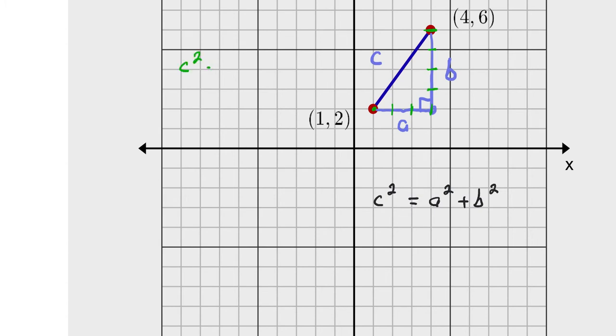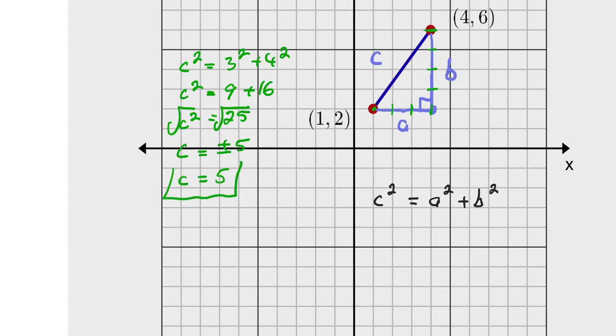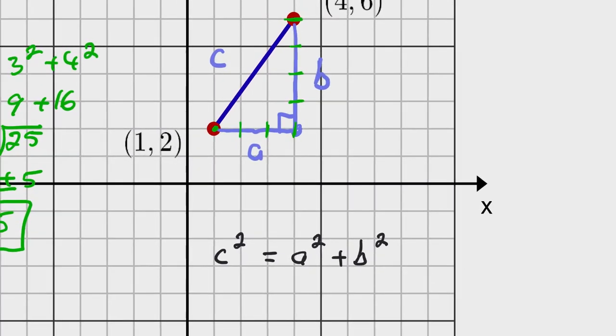So C squared equals 3 squared plus 4 squared, which equals 9 plus 16, which equals 25. I'm going to square root both sides, and I'm going to get C equals plus or minus 5. It is a length, so I throw away the negative value. So C, in this case, equals 5. So why not just use the Pythagorean theorem all the time? Well, because it's not always easy to count on a grid what A and B are. So we've developed a formula.